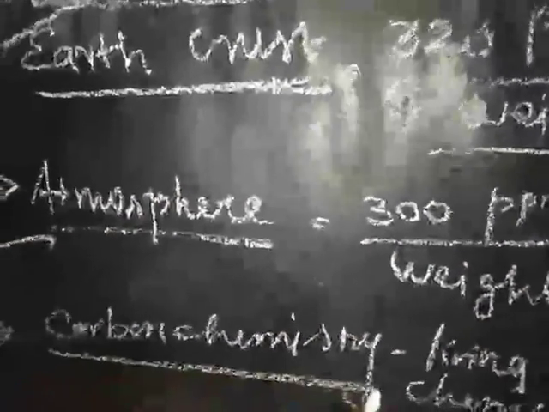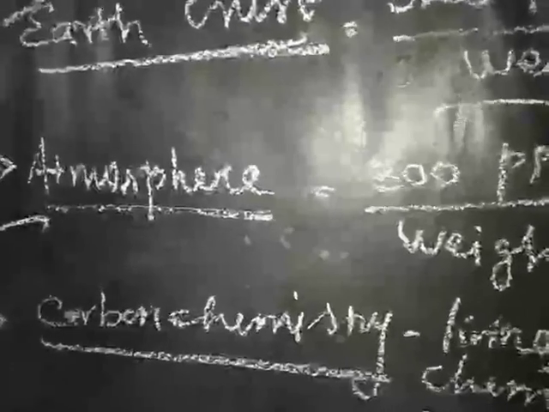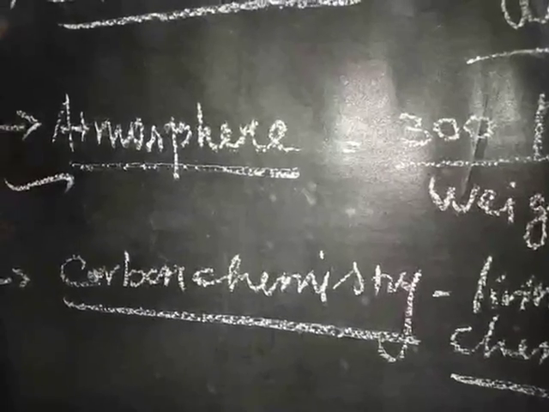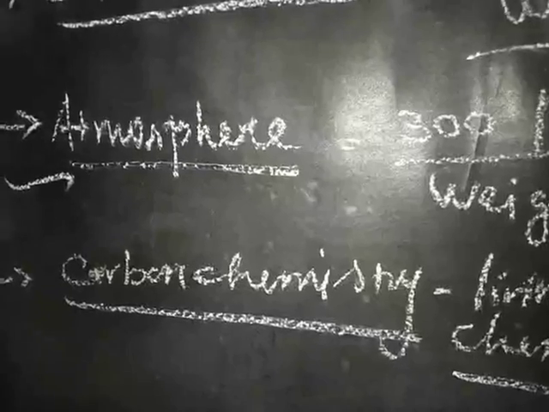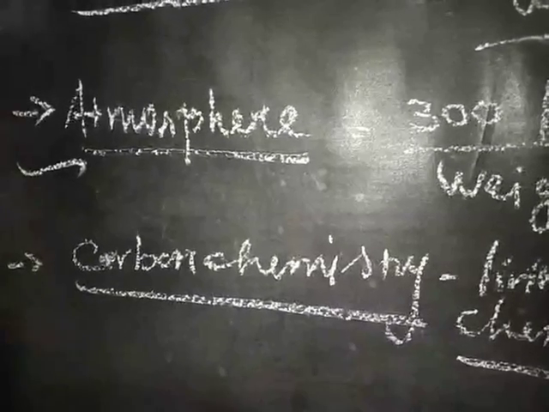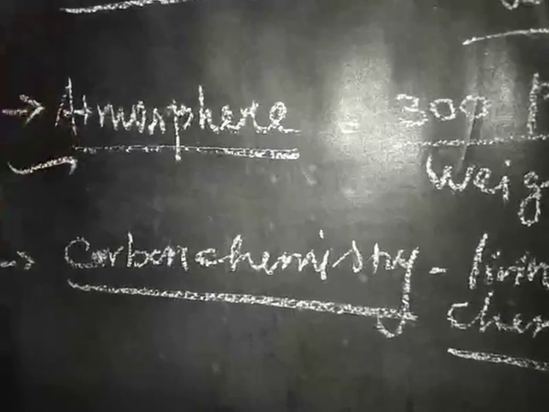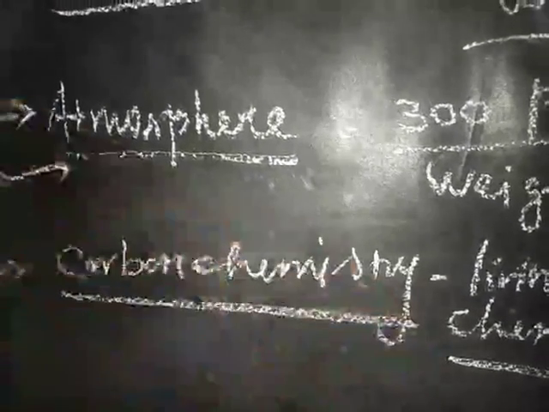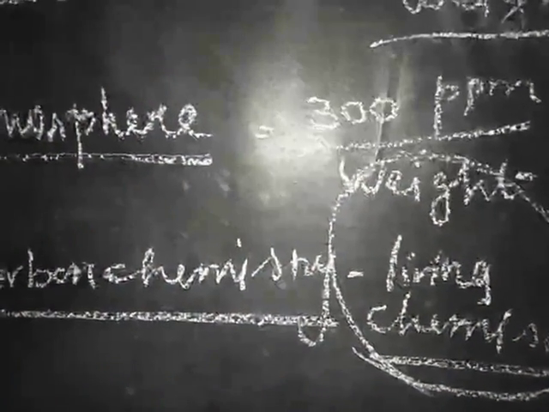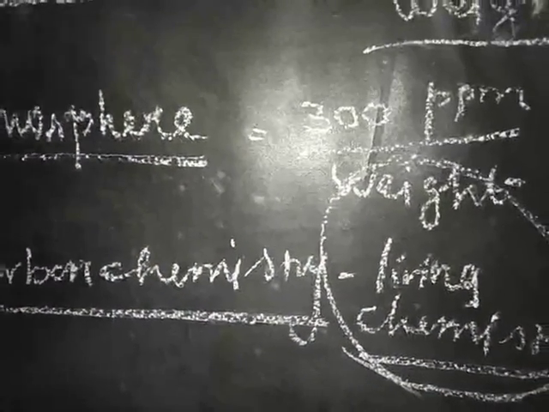Carbon chemistry is otherwise known as living chemistry. Why is it called living chemistry? Without carbon we cannot live in this world. Whatever living thing we may take, carbon is present as the main element, so it is called what chemistry? Living chemistry. Next one, discovery of carbon.